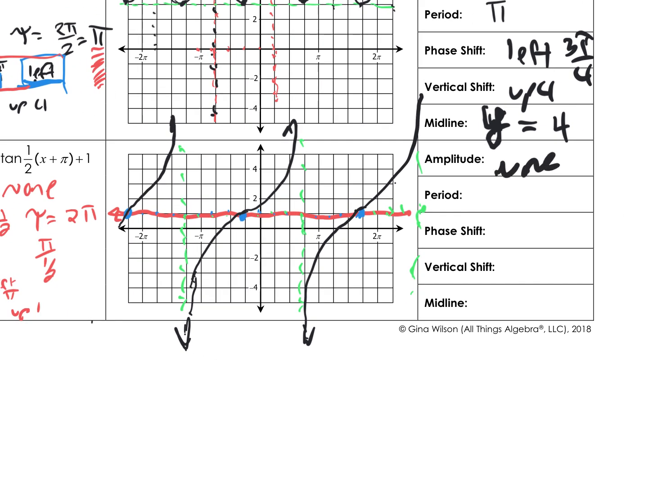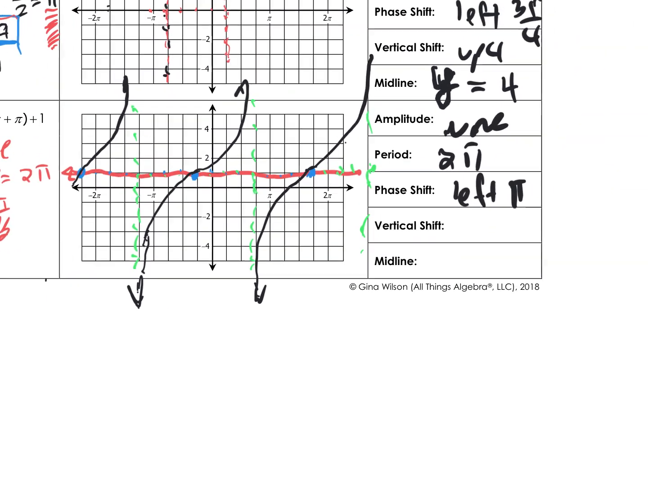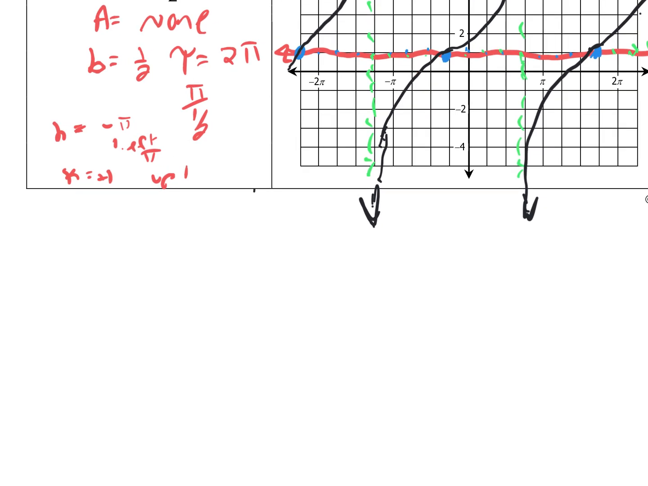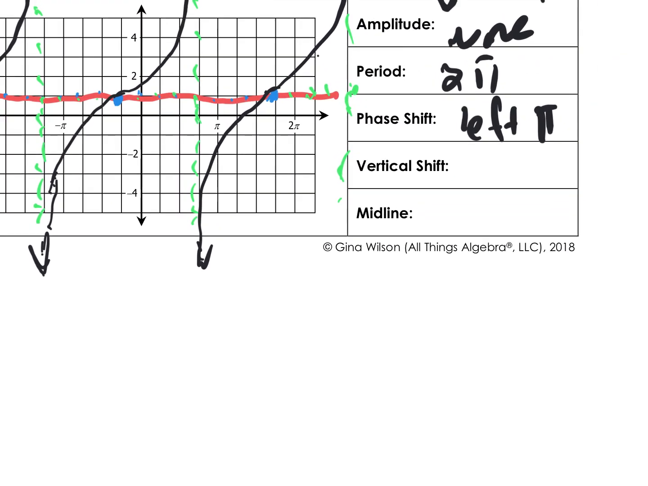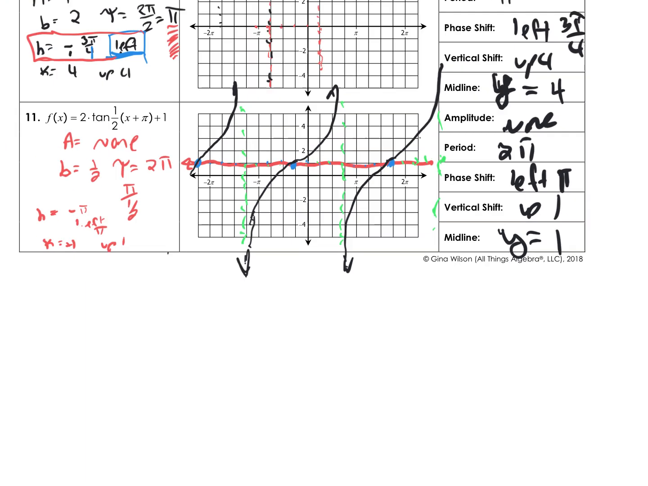Asymptote, none. Period was 2 pi. Every asymptote was 2 pi away, and every dot's 2 pi away. Phase shift, wasn't it left? Left how much? Pi? Is that what I wrote? Okay. Left pi. Vertical shift, up 1. Midline, y equals 1. And then not the extra.